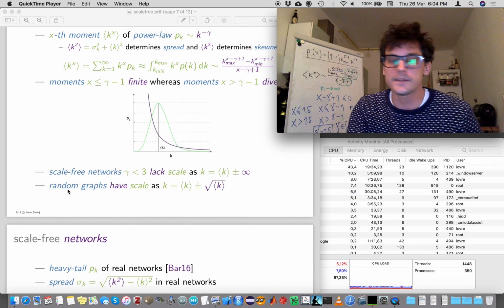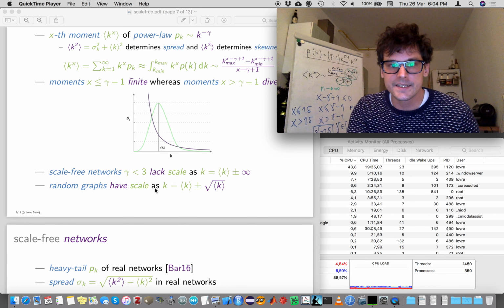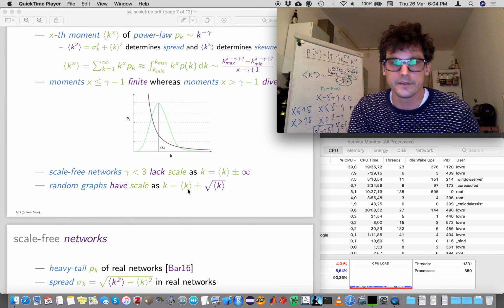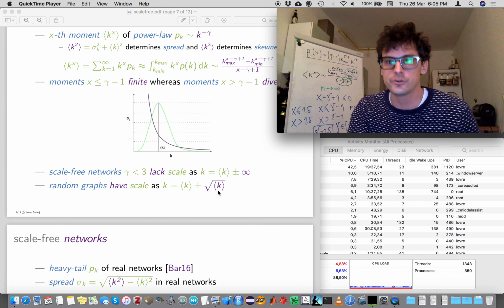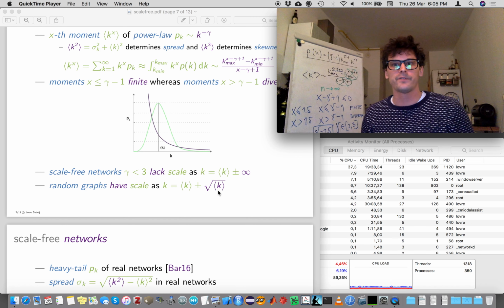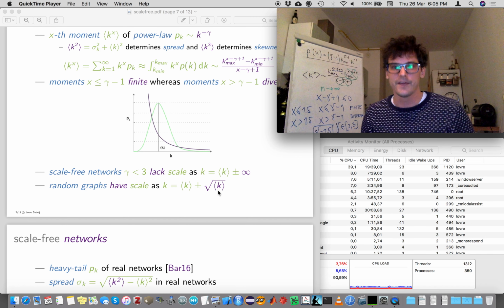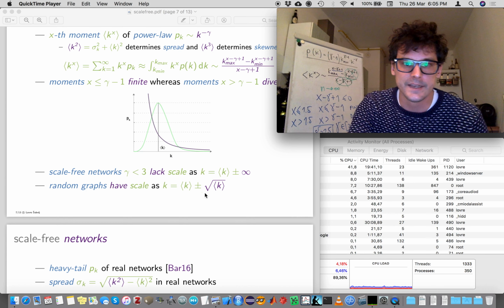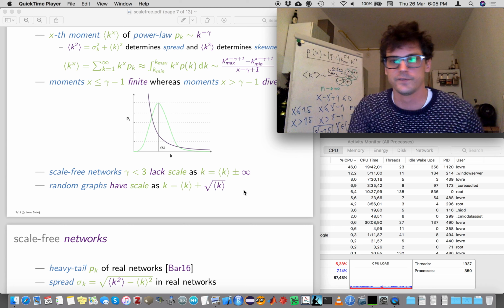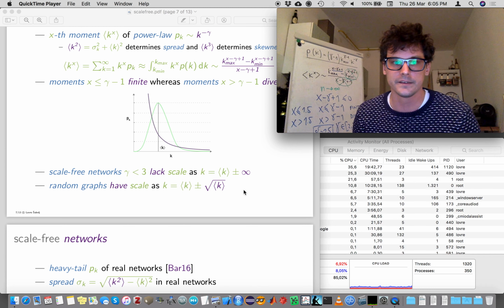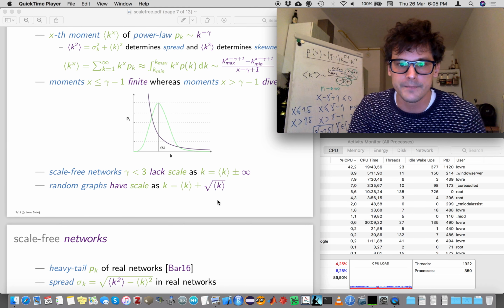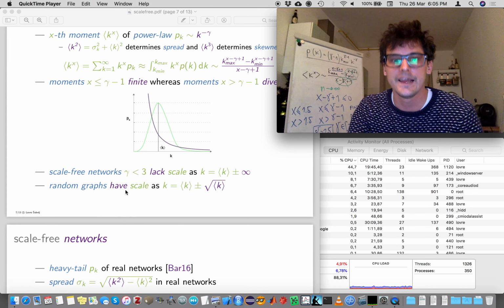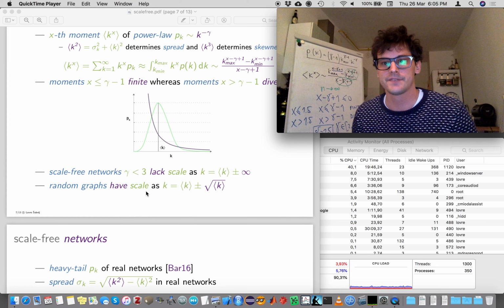This is in contrast to random graphs that have scale, as you can write that k equals the average degree plus and minus the standard deviation of the degree distribution of a random graph. And you can look at Wikipedia and you will simply see that this is the standard deviation of the Poisson distribution. So for that reason, because the second moment is finite, we say that random graphs have scale.